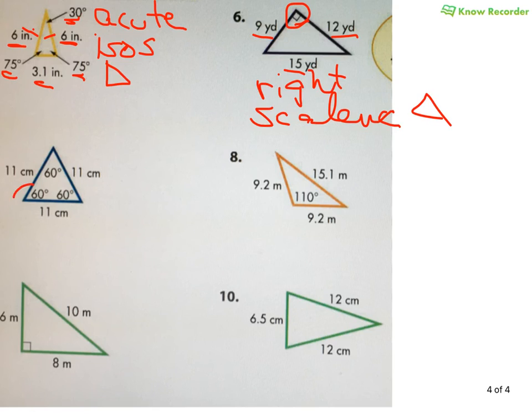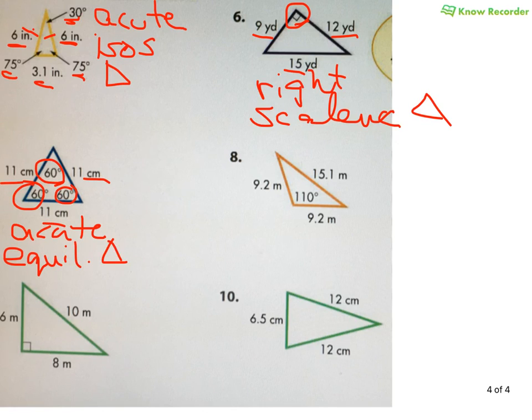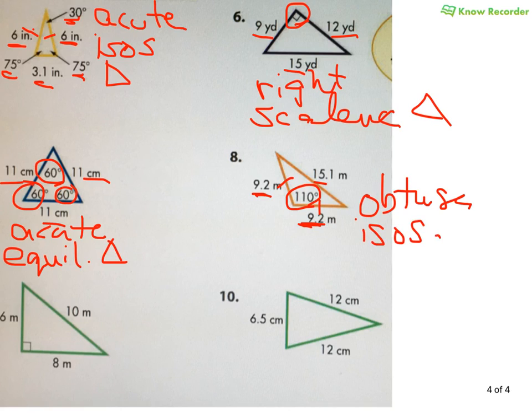Number 7, 60, 60, 60. None of those are above 90. This is an acute. And notice they're all the same. When they're all the same, and by the way, whenever you have an equilateral triangle, you'll always have 60, 60, 60 in the middle. All the sides are the same, 11 centimeters. This is an acute equilateral triangle. Number 8 has 110 degrees. That is greater than 90 degrees, so it's obtuse. 9, 9, 9 and 2/10. Those are identical. So it is an isosceles triangle, an obtuse isosceles triangle.